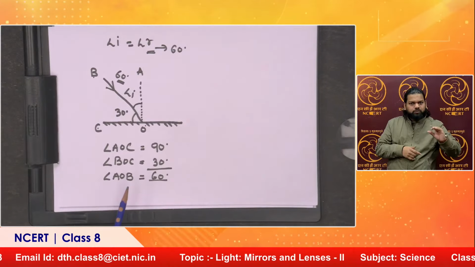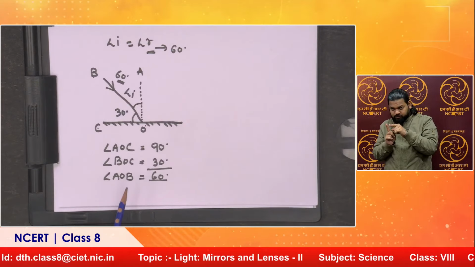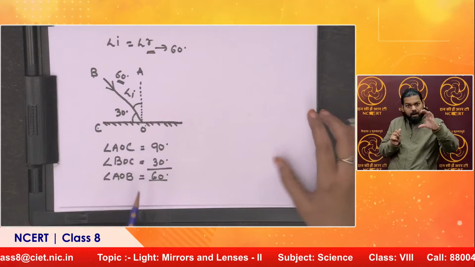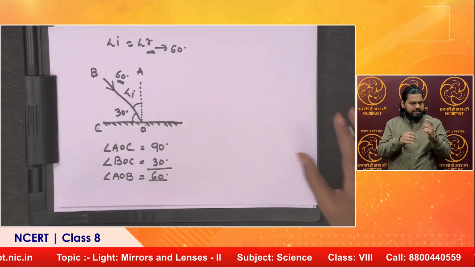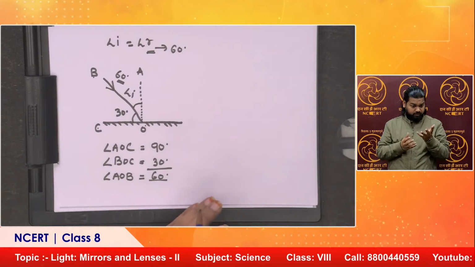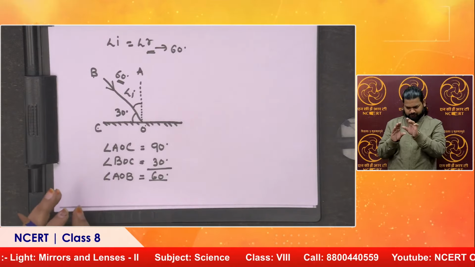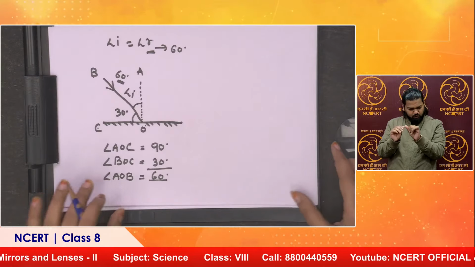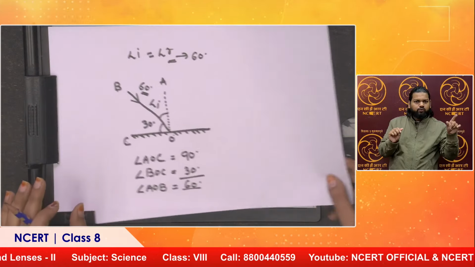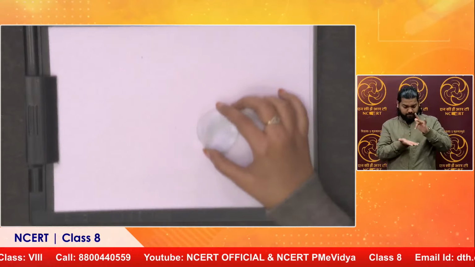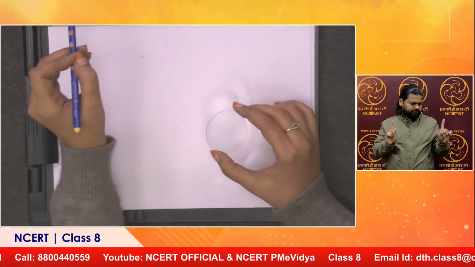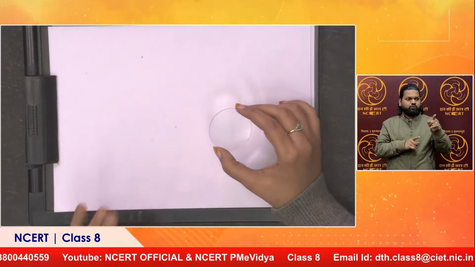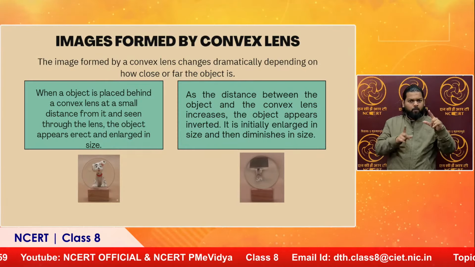Okay. Second case, now in second case what happens? When we keep the object away from the lens, it appears to be inverted. So for that we really need to have an experimental setup. That is not possible here, because we really have to keep the object at some distance. But that's how they differ. Okay, you can see on the screen also how the image formed is different.